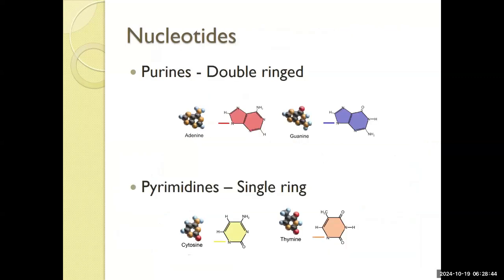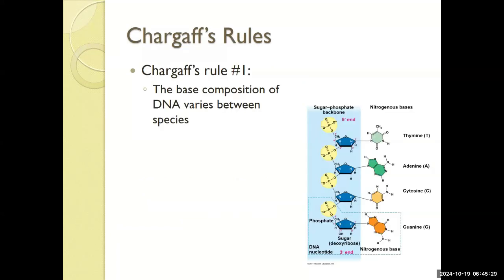The nucleotides come in two forms, purines and pyrimidines. The purines are double-ringed, and the pyrimidines are single-ringed. Chargaff's studies on DNA structure gave rise to two particular rules. The first one is that the base composition of DNA will vary between species. The percent of T's versus A's versus G's versus C's would be unique to humans or monkeys or mice, and all organisms within that species would be relatively similar. But between species, there would be distinct differences.